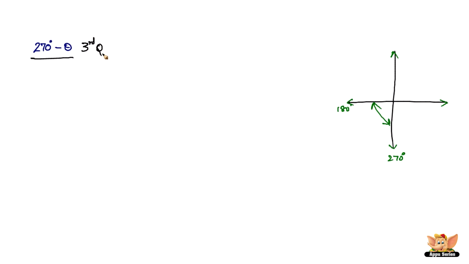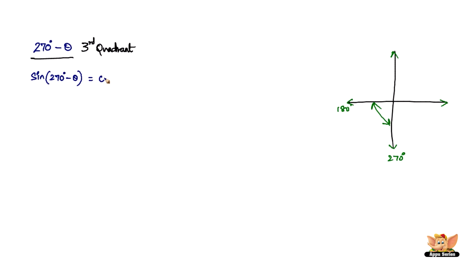It's going to be 270 degrees minus theta, or to tell you the quadrants quickly, it is going to be the third quadrant, because this is 180 degrees and this is 270 degrees. So 270 degrees minus theta is 270, 269 up till 180, right? So again, we are dealing with a third quadrant.